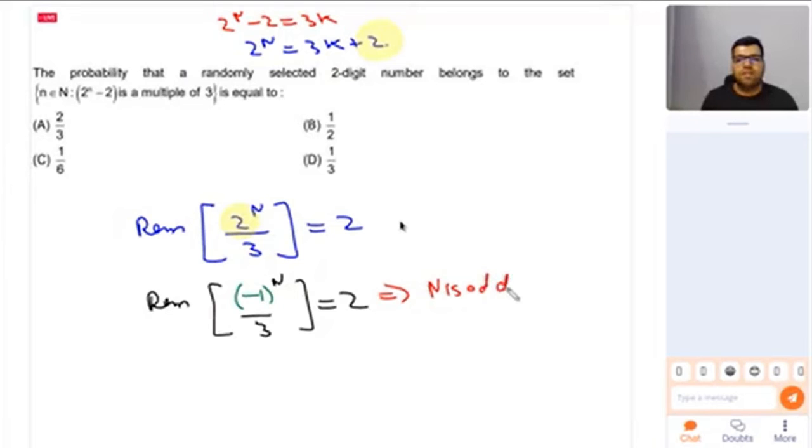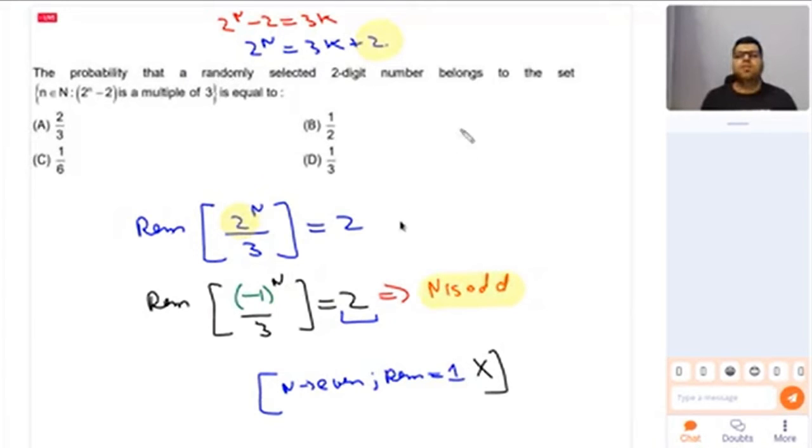If n was even, just for an explanation, then the numerator will become minus 1 raised to power n, minus 1 raised to power even, which is 1. So then the remainder value over here will come out to be 1, which is something that we don't want. So clearly n has to be odd.